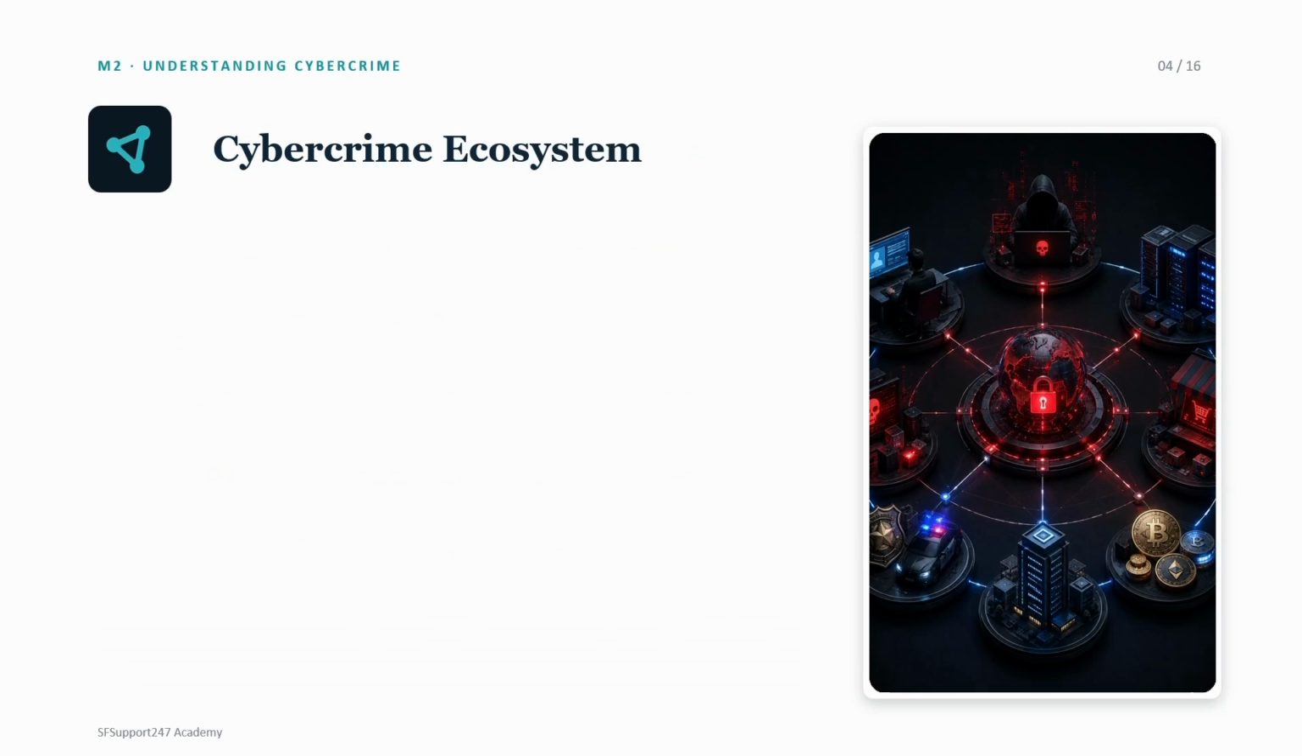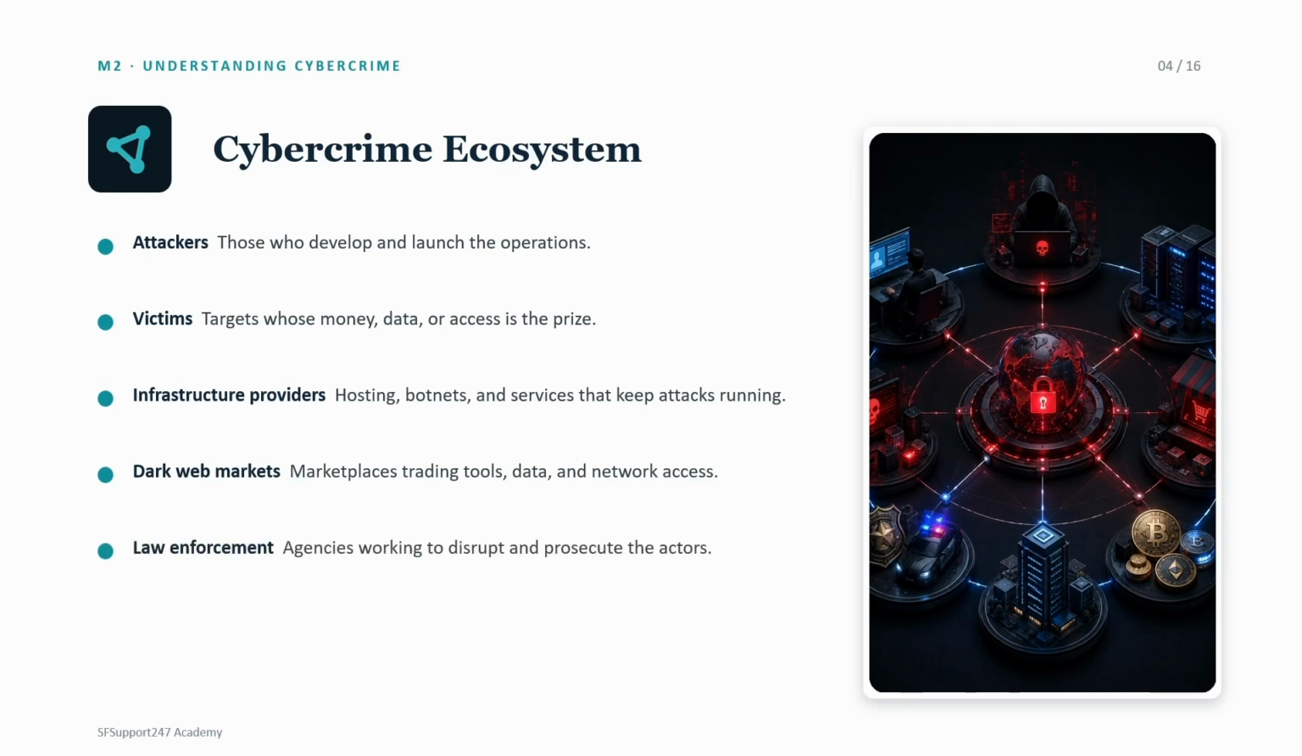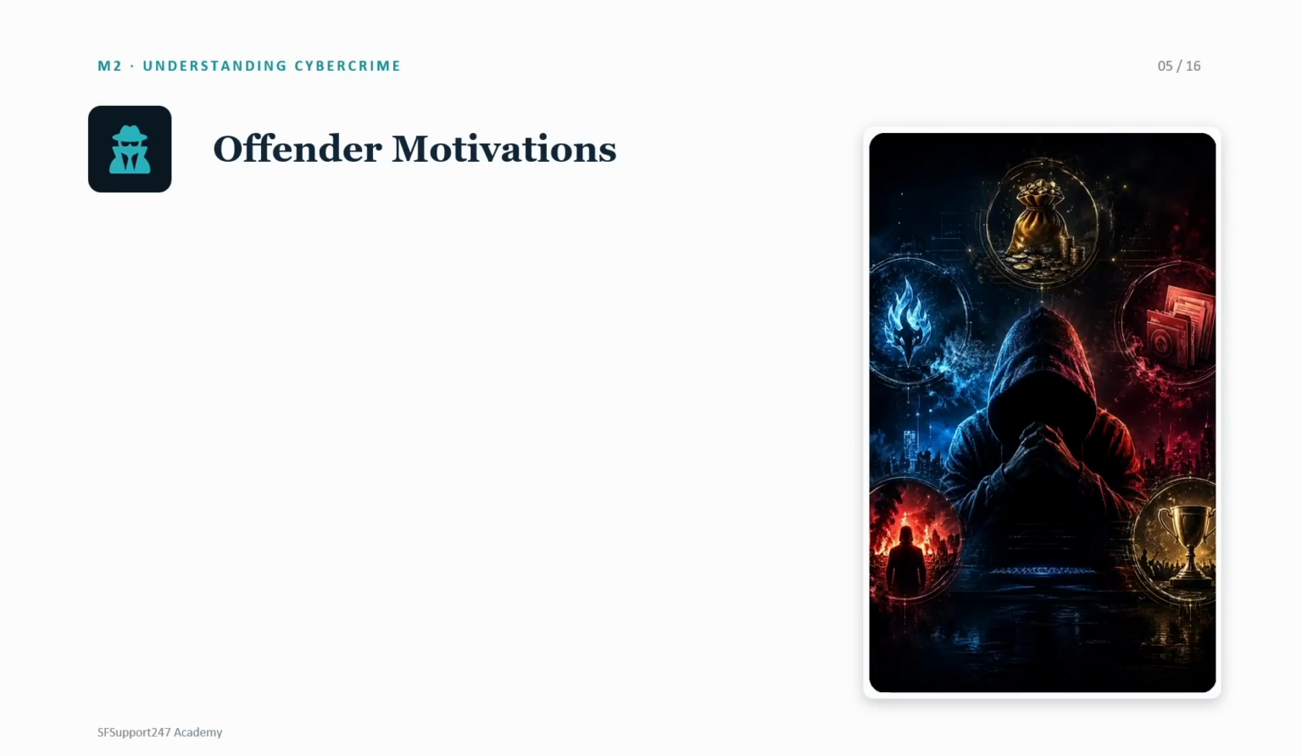What does the cybercrime ecosystem look like? Attackers are those who develop and launch operations. Victims are targets whose money and data were stolen. Infrastructure providers provide the infrastructure for this kind of cybercrime, like hosting bots and services. Dark web markets are marketplaces for trading tools, data, and network access. Law enforcement is also part of this ecosystem. These agencies work to disrupt and prosecute the actors who committed the cybercrimes. One example is Silk Road, which pioneered anonymous dark web marketplaces and got shut down in 2013.